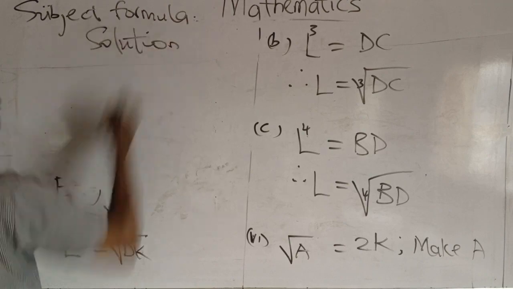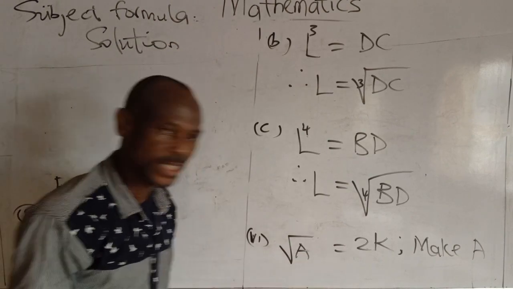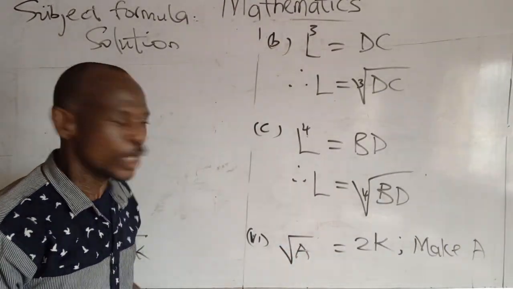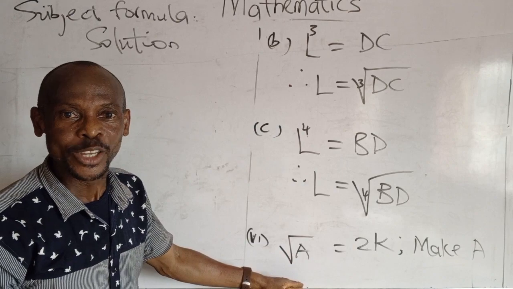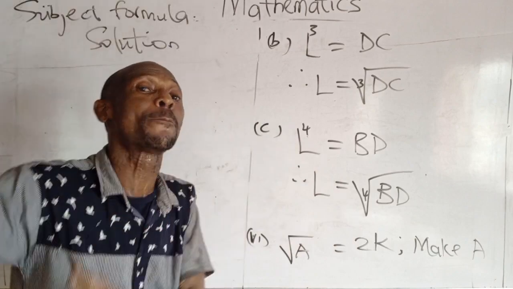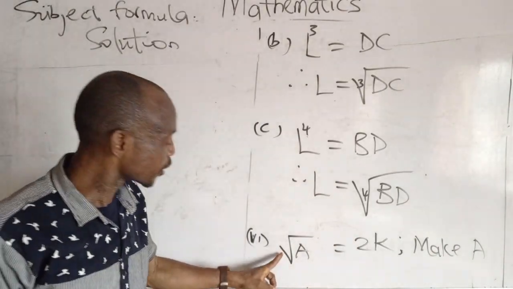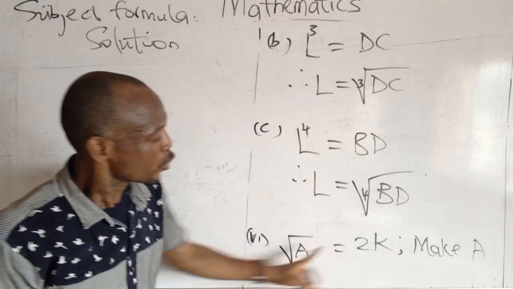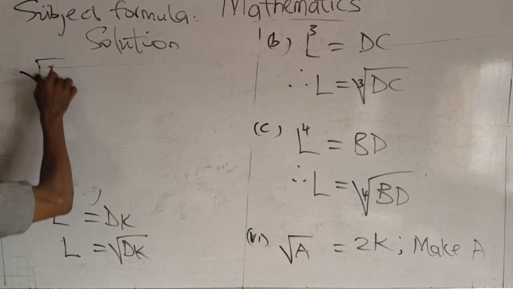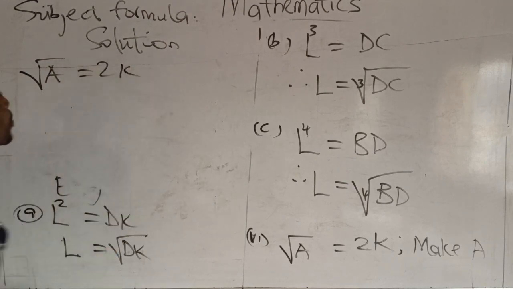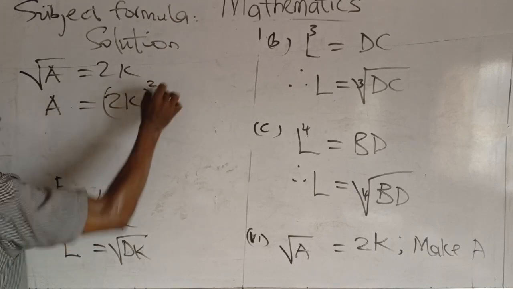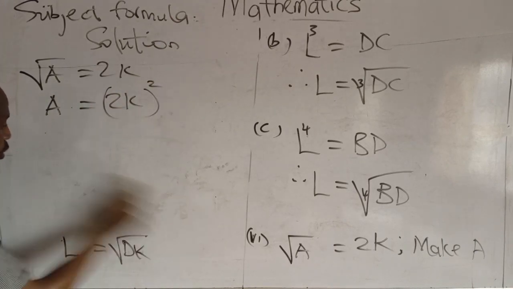Solution. If we are making A the subject, when a value is in a root, to make it the subject of the formula, you square the other side, or you raise it to the power of the root. So because this root here is a square root, you square the other side. So we now have root A equal to 2k. Our A will now be equal to 2k raised to the power of 2.